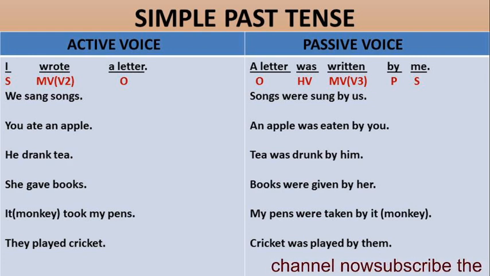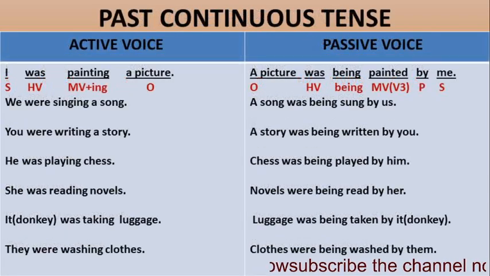Let's move on to the past continuous tense then. Suppose the given sentences are in past continuous tense, then how can we change those sentences to passive voice? So, I was painting a picture. I is the subject, was is the helping verb, then main verb plus ing, then the object. Okay. A picture was being painted by me.